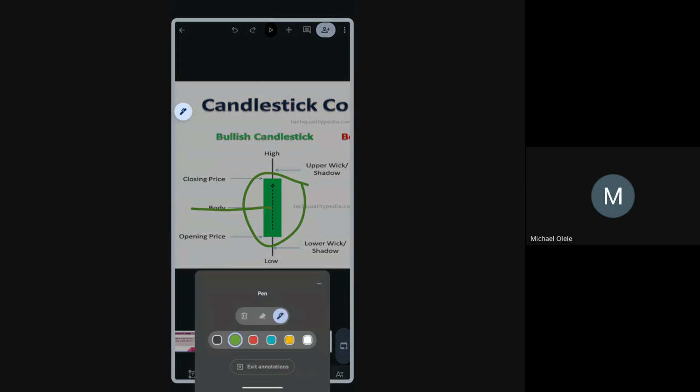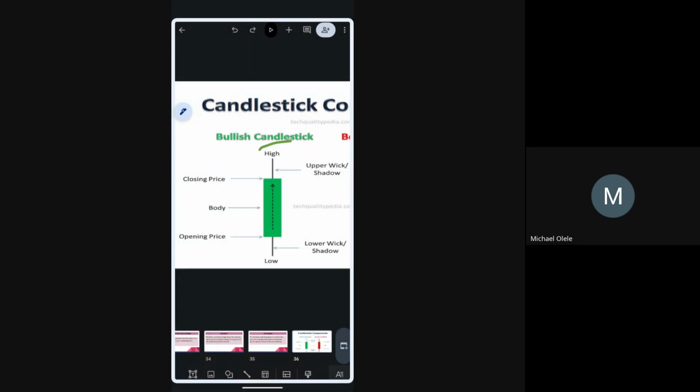Although the price got to this region right here, we cannot call this part the closing price because there is no body there. It's just a wick, and we don't consider that. So where the body stops is where we consider the closing price. So it is very important we know. Let me also tell us that for a bullish candle, the opening price is at the bottom and the closing price is at the top, because a bullish candle is what?